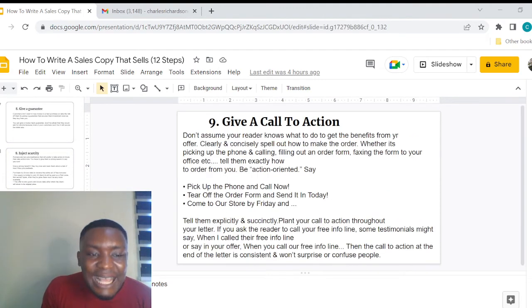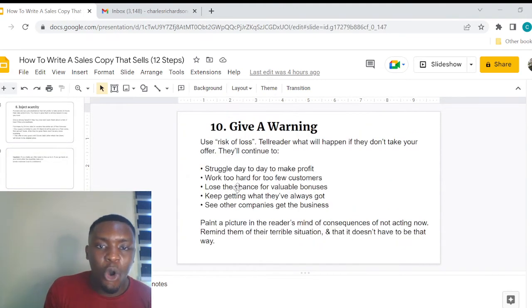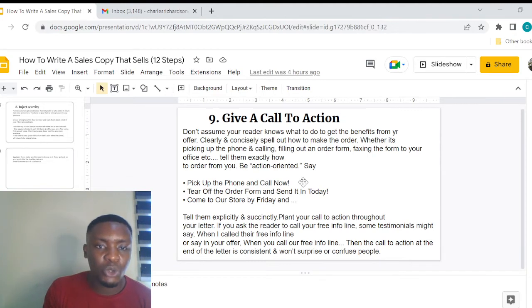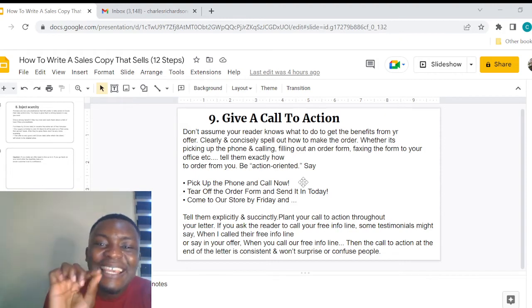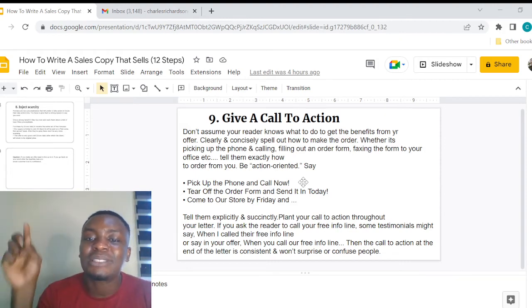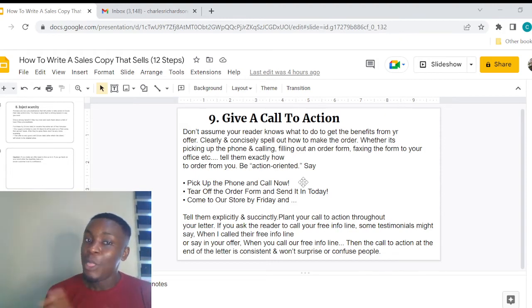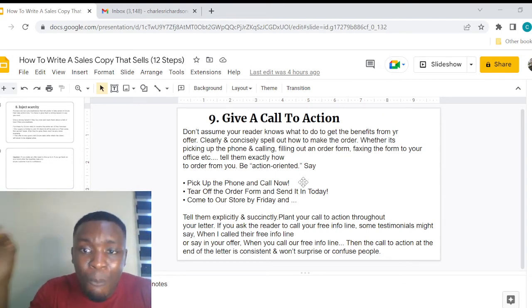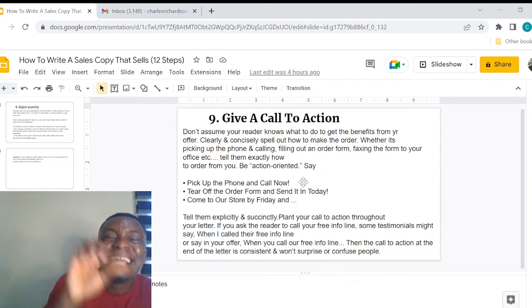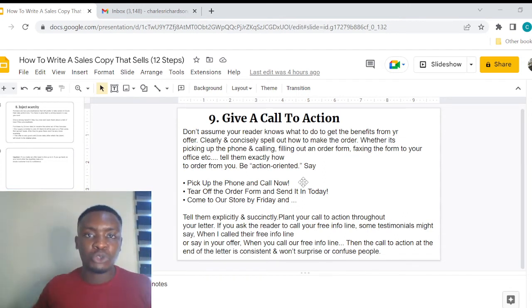Then lastly, give a call to action. Don't assume that your reader knows what to do next to get the benefits of your offer. Clearly and concisely spell out how to make the order, whether it's picking up the phone and calling, filling out the order form, or faxing the form to your office. Tell them exactly what to do.